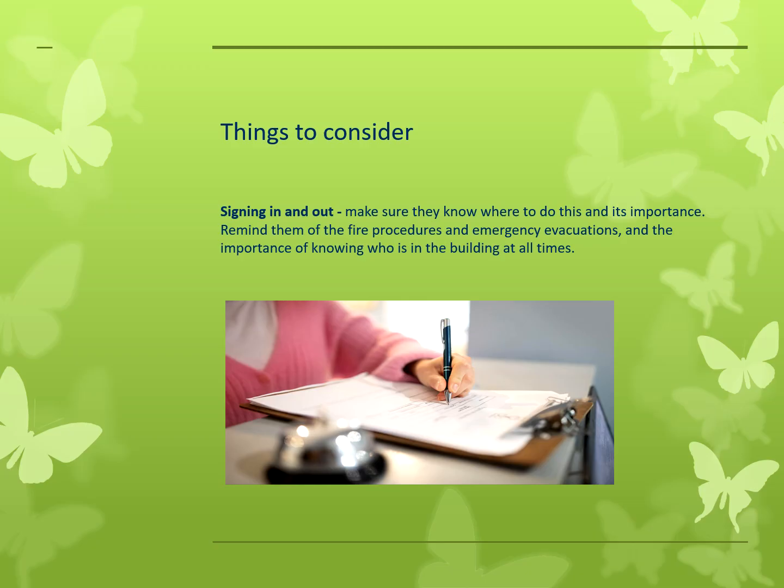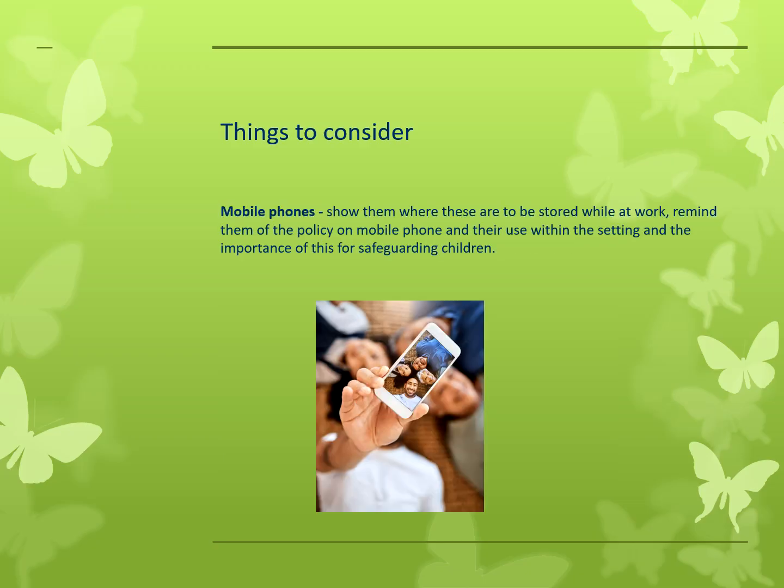Signing in and out. Make sure they know where to do this and its importance. Remind them of the fire procedures and emergency evacuations and the importance of knowing who is in the building at all times. Mobile phones. Show them where they are to be stored while at work. Remind them of the policy on mobile phones and their use within the setting and the importance of this for safeguarding children.